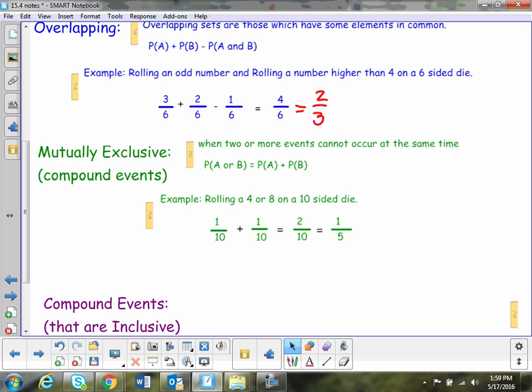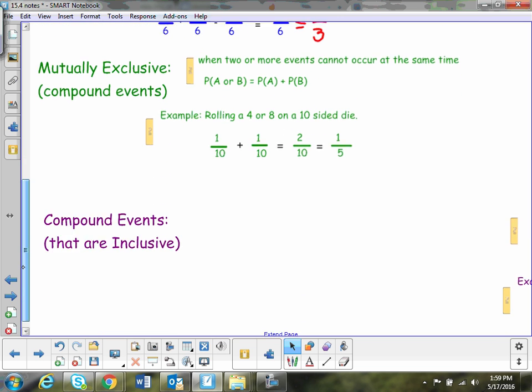Over there, if you were able to roll an odd number that is higher than 4, that's when you have to use that subtraction formula. Okay? All right. Make sure you have the formula.